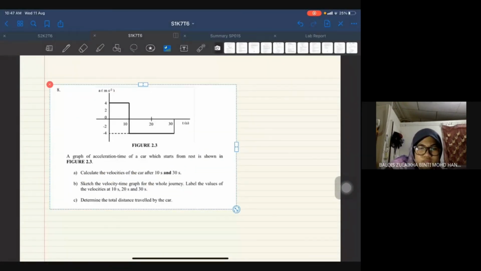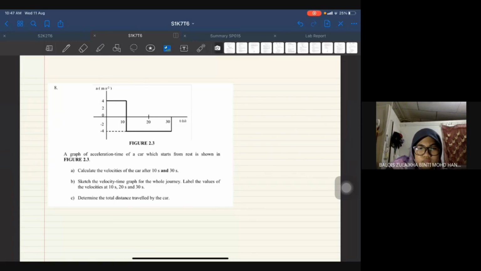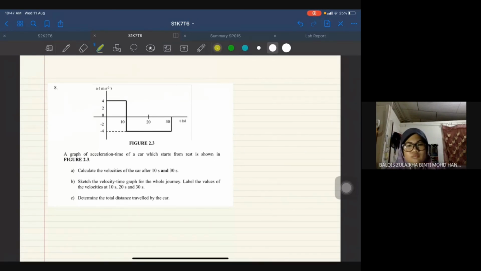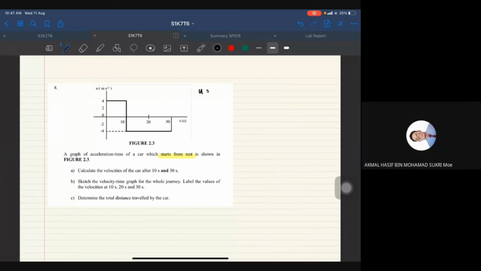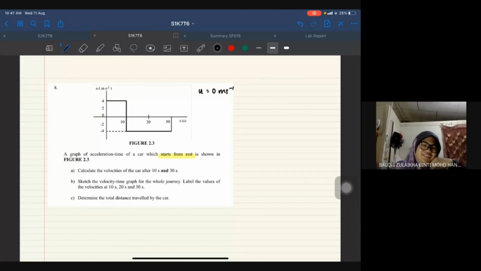Equation number 8, dia kasih graph A against T. The graph of acceleration against time of a car which start from rest is shown in figure 2.3. So kalau dia start from rest, maksudnya apa? Zero. Equals to 0, yes. Okay, tulis je, tulis kat tepi, so that kamu tak terlupa. Sometimes pakai, sometimes tak pakai. Saya tak sure pakai ke tak.